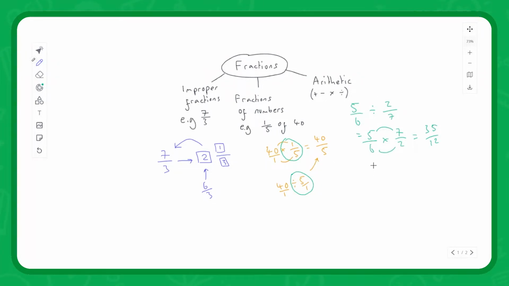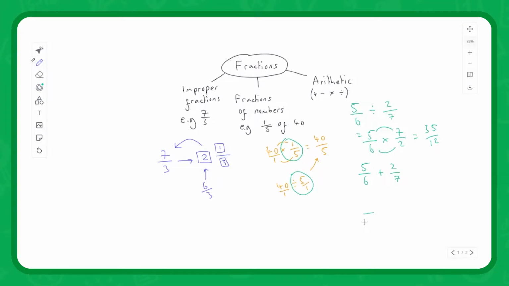Adding and minusing is slightly trickier. Adding, we have to make sure we have the same denominator. So let's stick with this. Let's do 5/6 plus 2/7. Well, in this case, I can't add 6ths and 7ths together. They're two separate things. So what we need to do is turn these two fractions into two new fractions that have the same denominator.